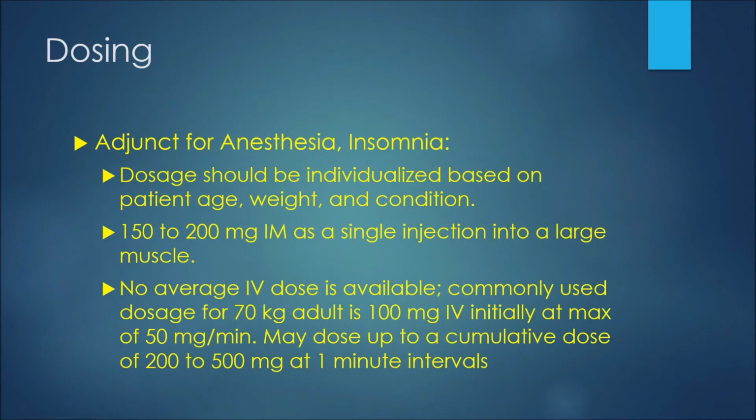No average IV dose is available, but a commonly used dosage for a 70 kilogram adult would be 100 milligrams intravenously initially at a max rate of 50 milligrams per minute. We then may dose up to a cumulative dose of 200 to 500 milligrams. Again, this would be divided up in 1-minute intervals.